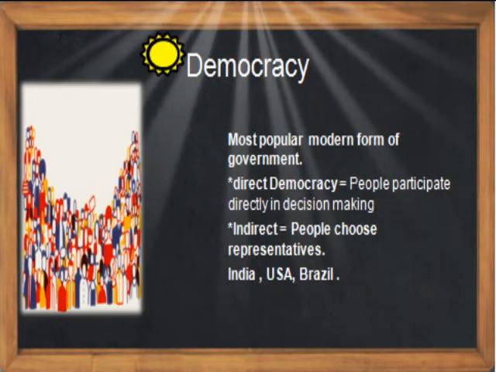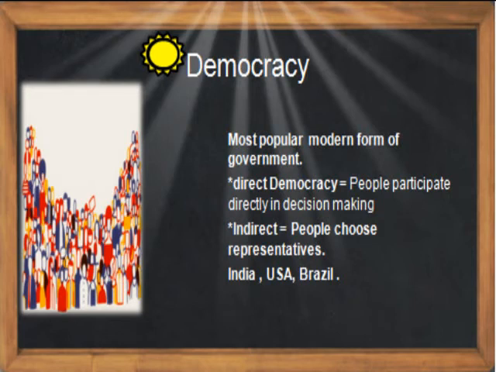So the most popular form, the modern form, right? A very common form in modern days is democracy. Democracy is a form of government in which rulers are elected by the people. Here people elect the rulers. As Abraham Lincoln, the 16th president of USA, said, democracy is a government of the people, by the people, and for the people.